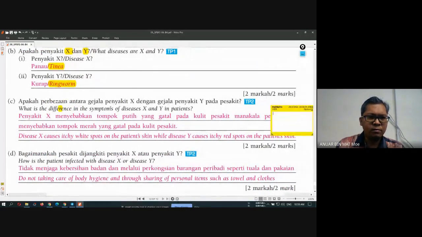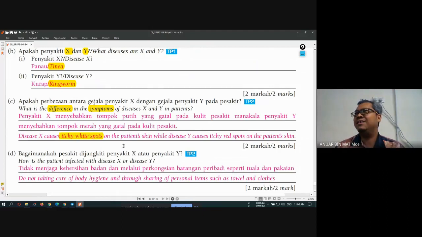What is the difference in the symptoms of disease X and Y? Disease X causes an itchy white spot. I don't think it is itchy, but never mind. You just follow the answer here. In the patient's skin, while Y causes an itchy red spot. This is just the answer. Maybe you can write in point form. I will accept your answer if you write in point form.